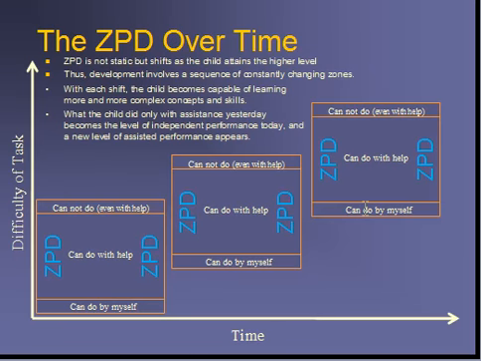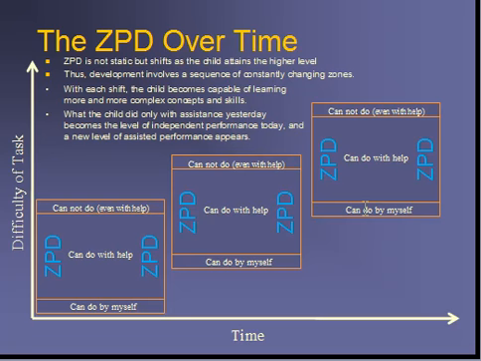The important thing to remember about this zone of proximal development concept is it's not static. It doesn't just stay still. It shifts as the child learns new skills and knowledge. So development involves a sequence of constantly changing zones of proximal development.